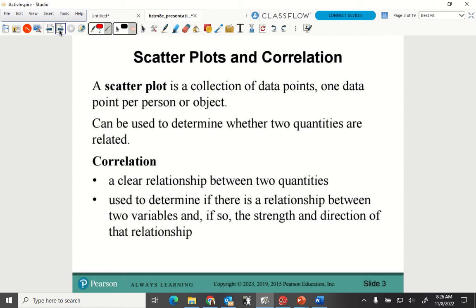So correlation is a clear relationship between two quantities. It's used to determine if there is a relationship between two variables, and if so, the strength and direction of that relationship. So strength has to do with my R value. Is the R value strong? An R value close to 1 is a good one. 1 meaning 100%, all my data points fit exactly on my line. That is a strong correlation. Positive would mean it is giving a direction of the correlation. Negative would be going down.